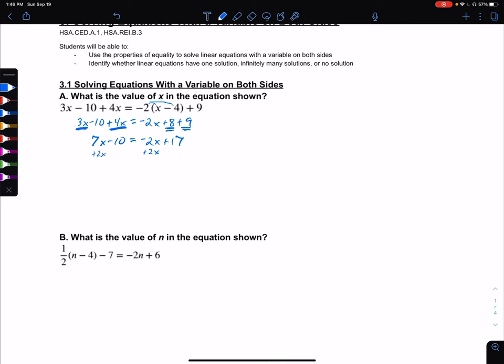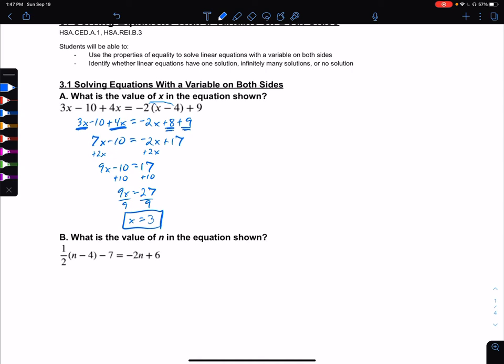And I'm going to add that 2x to its like term, so I get 9x minus 10 is equal to 17. And now this is a problem that we're pretty familiar with and shouldn't have too much trouble with. So we're going to add 10. 9x would be equal to 27. And then we could divide both sides by 9 and get x equals 3. It'd be a good idea to plug that 3 back in and check to make sure that it works. But we're going to say that we went through the right steps here, and x does in fact equal 3.